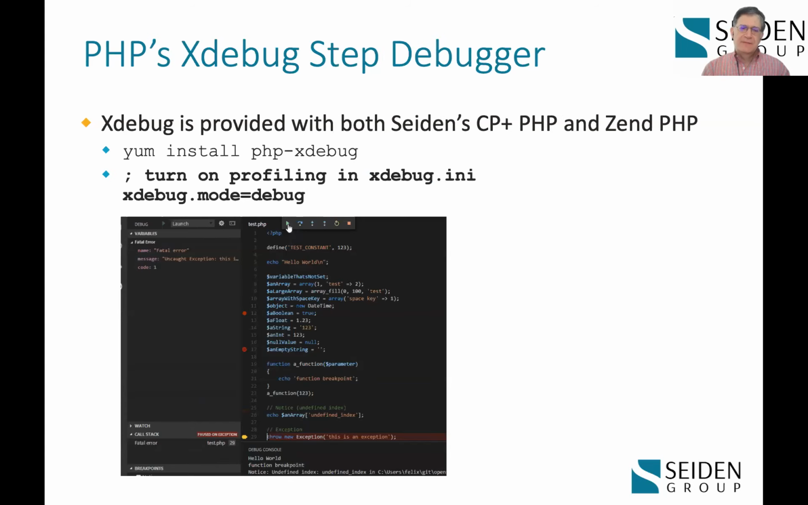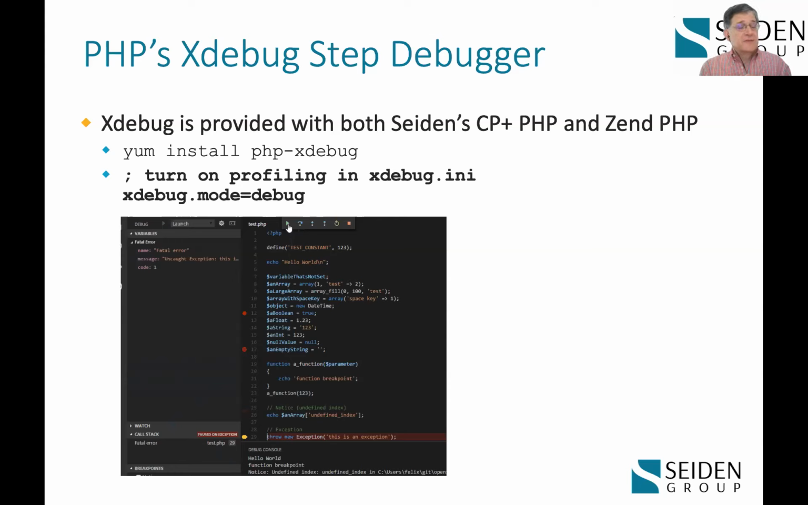Another nice thing is the Xdebug component that's shipped with both Seiden's PHP and Zend PHP. It lets you do a lot of things. It lets you do performance profiling, and interactive debugging, line-by-line debugging to understand how a program works, and do watches and everything you'd expect with a debugger. And it's free and open source as well.